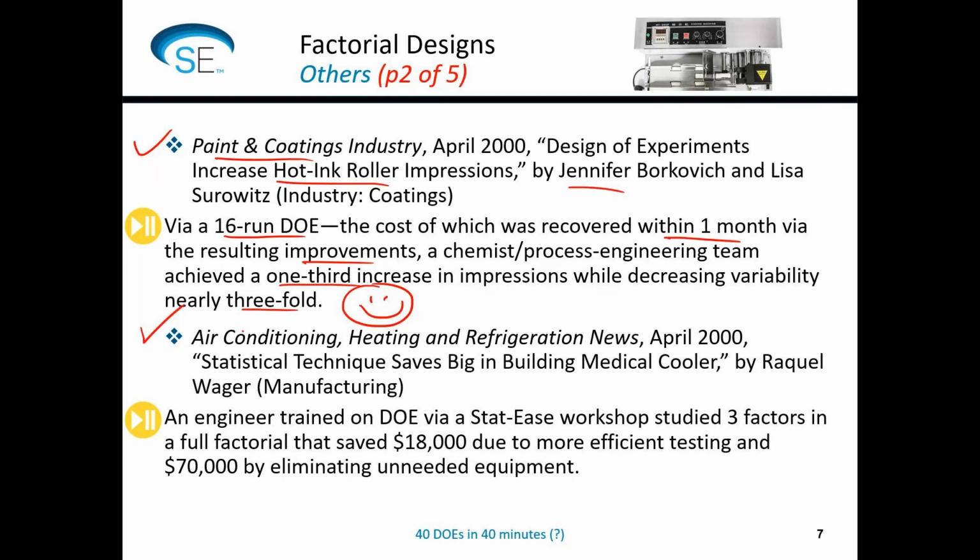All right. Now we're shifting from a process industry into a hard goods industry, which is a little bit unusual, in building a medical cooler. The process industries thrive on multi-factor testing because they can easily change the levels. But operations that are making hard goods like a refrigerator have a little bit more work to do, but nevertheless, a multi-factor approach certainly is merited. In this case, it was a workshop student, and so they went back and they looked at three factors, and they saved $18,000 just from the testing being more efficient, and then $70,000 by streamlining their equipment. Pretty cool.